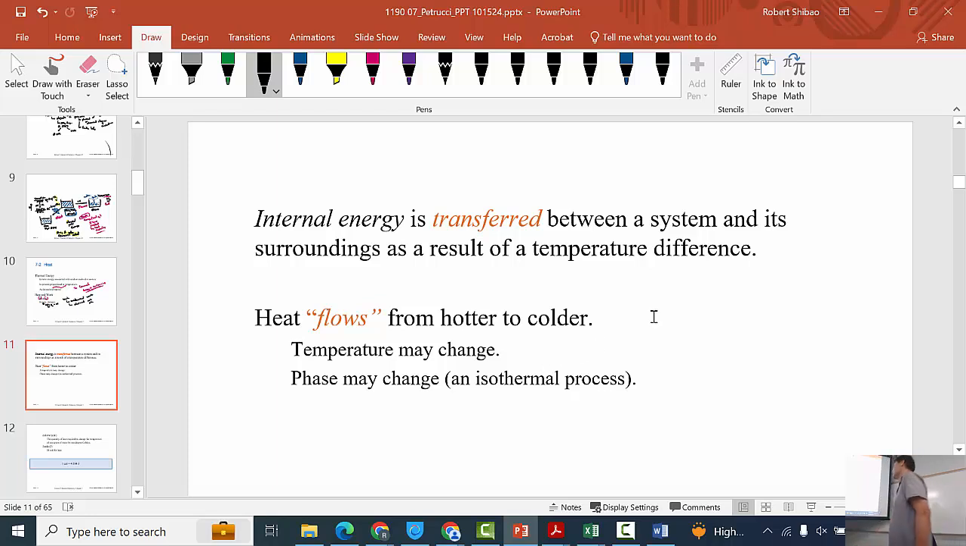These are the slides I just used. I would have organized these slides differently, but I'll just use it for the book because it follows the book pretty much. But internal energy is transferred between a system and its surroundings as a result of temperature difference. That's internal energy, heat is transferred. Anybody recall the symbol for internal energy from last time?